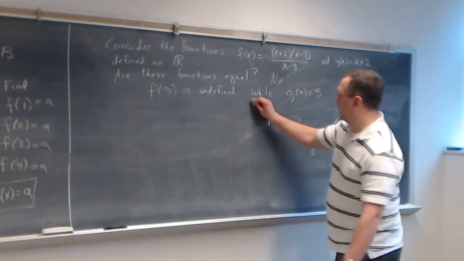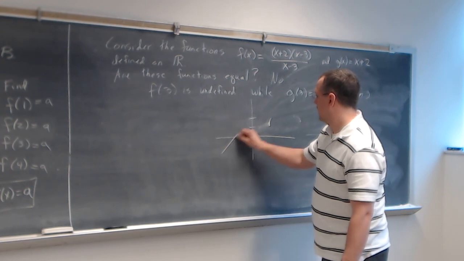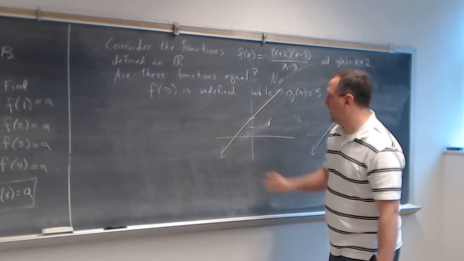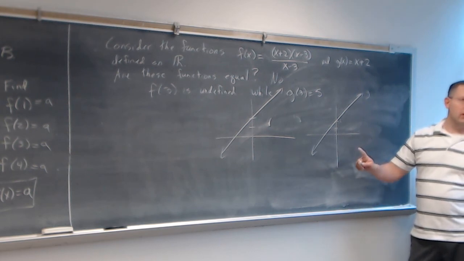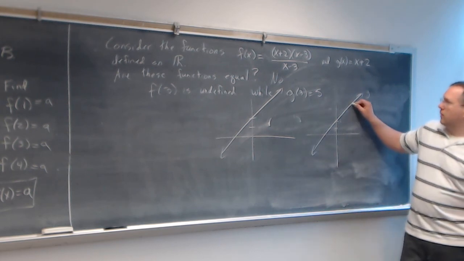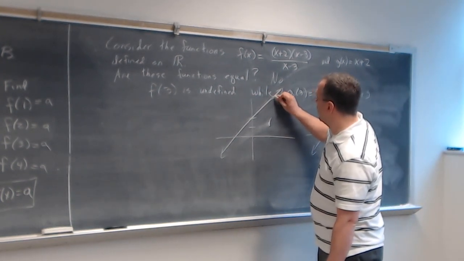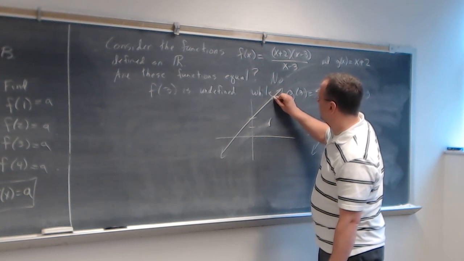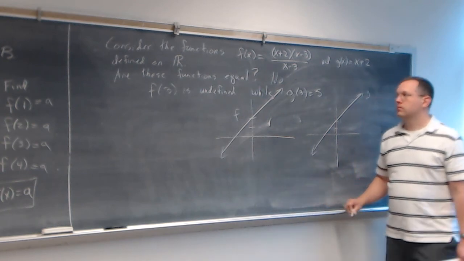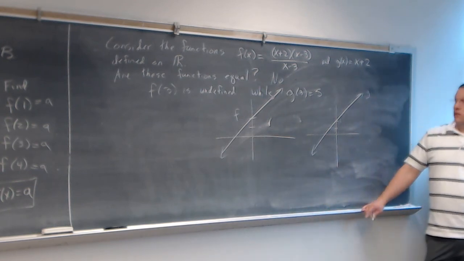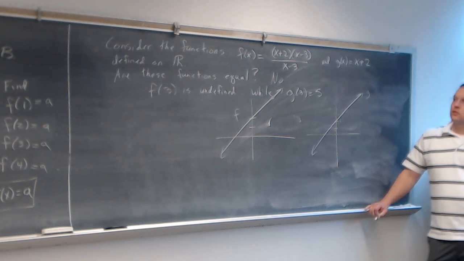What does the graph of f look like? It's pretty much the same, except there's one point I have to take off. (3, 5) is on this line, so at (3, 5) there would be just a little hole in the graph. So if you look at them as sets, this one has one more point than that one does. So they can't be equal, that's fine.